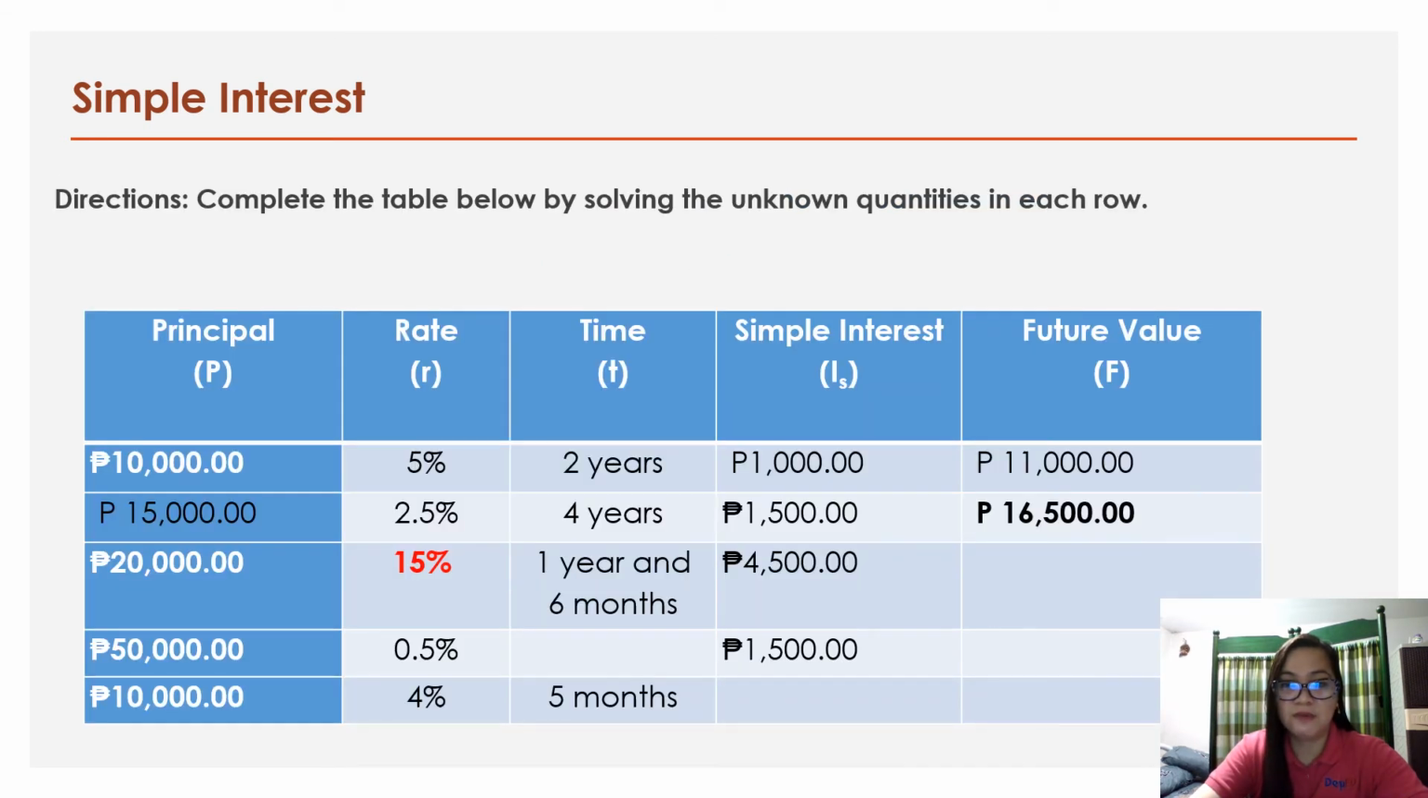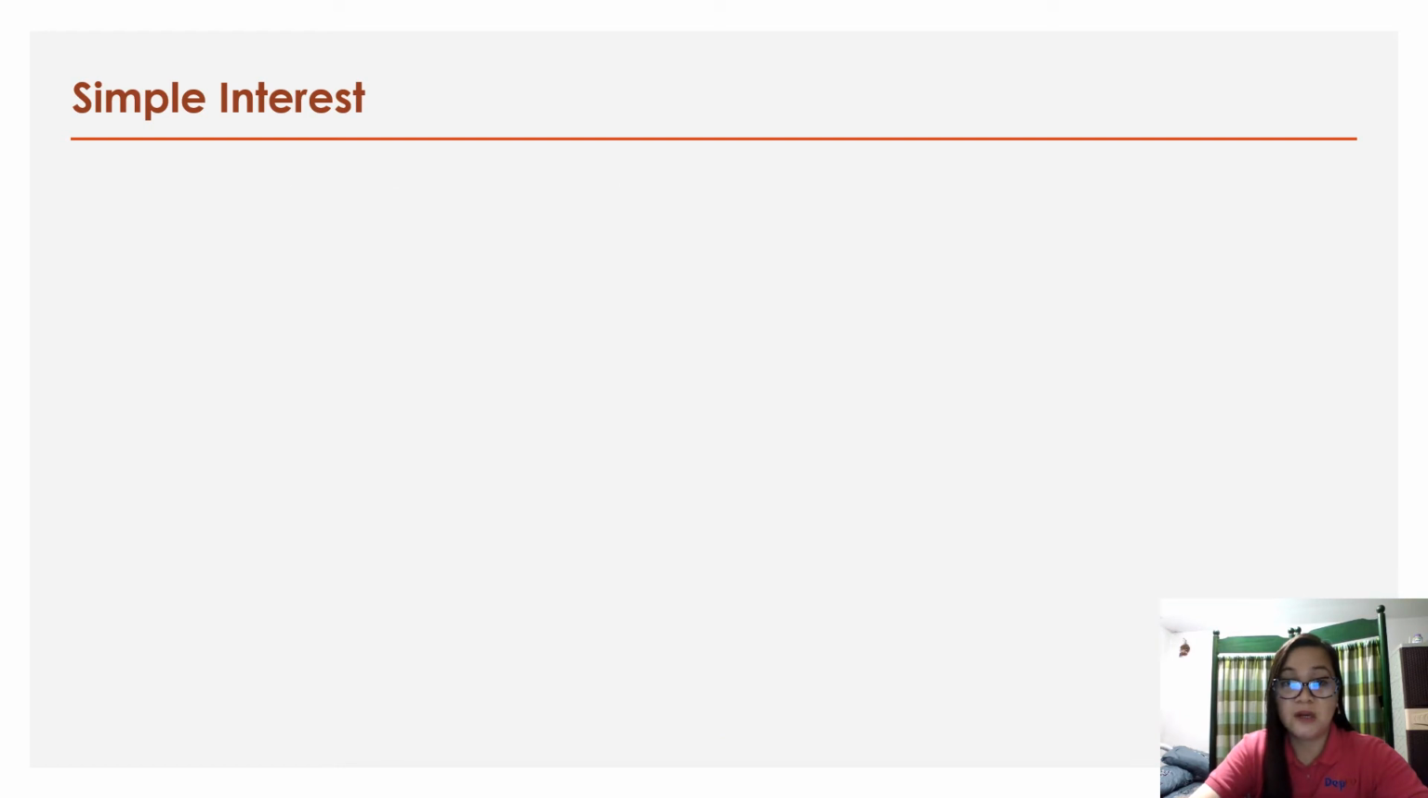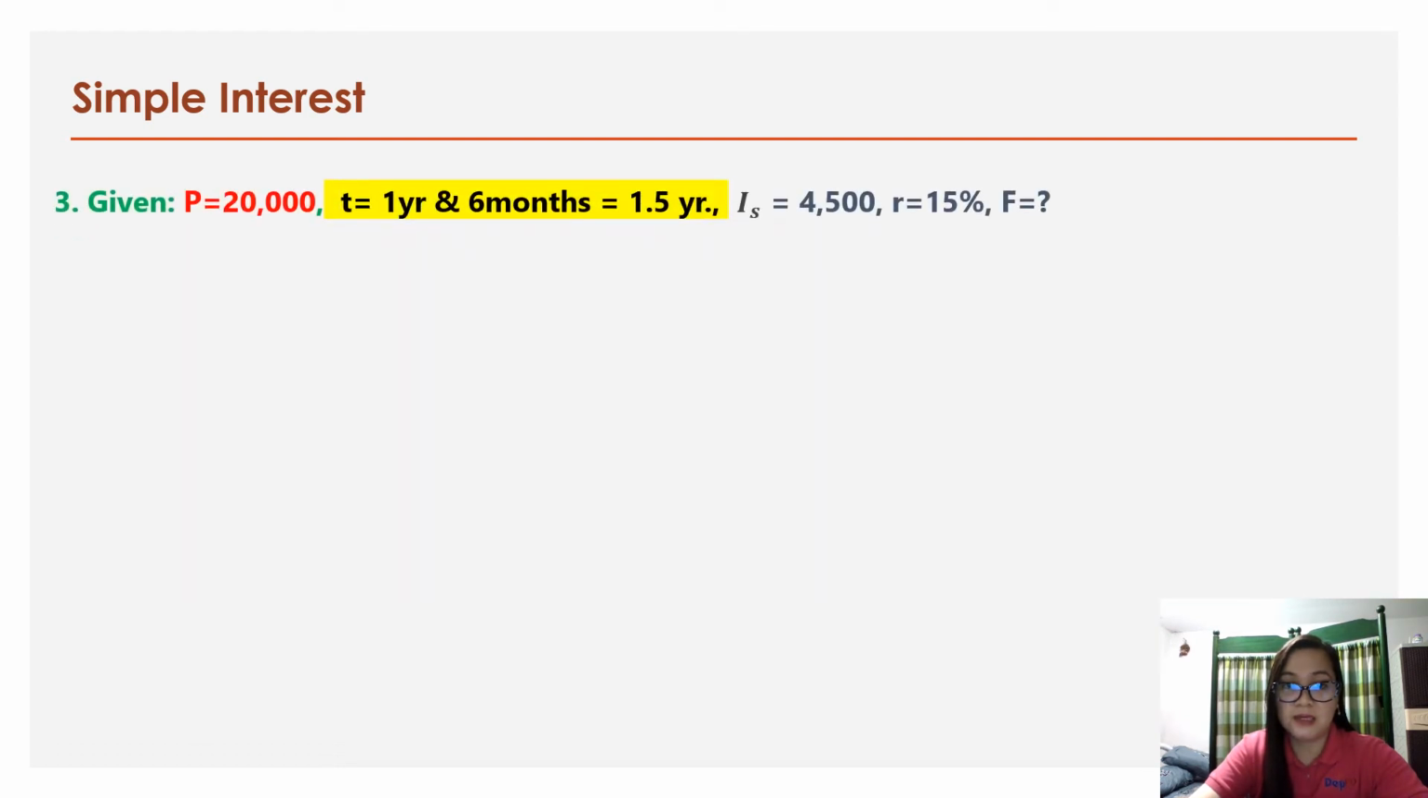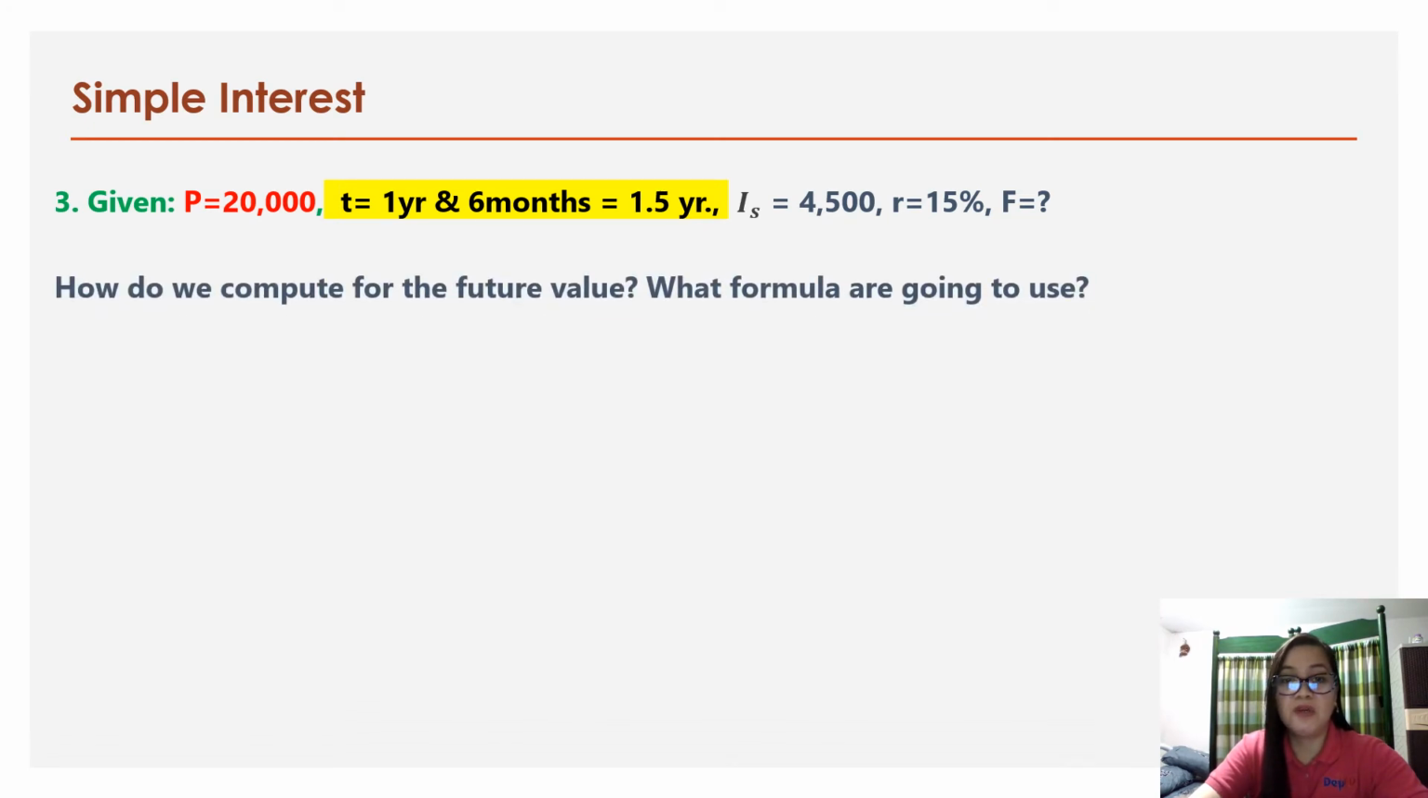Next, we will solve for the future value. And these are the given. P is equal to 20,000. T is 1.5 years. I sub S is 4,500. And rate is equal to 15%. So, how do we compute for the future value? What formula are we going to use?